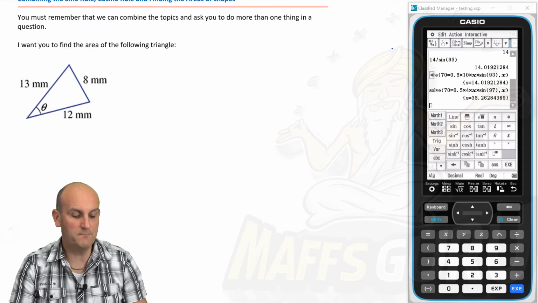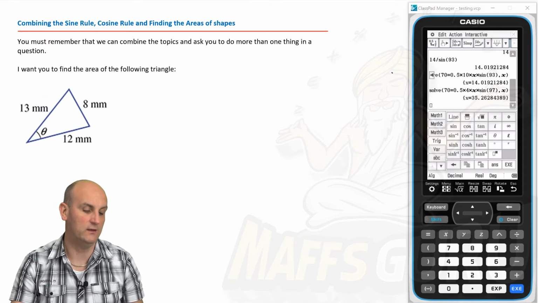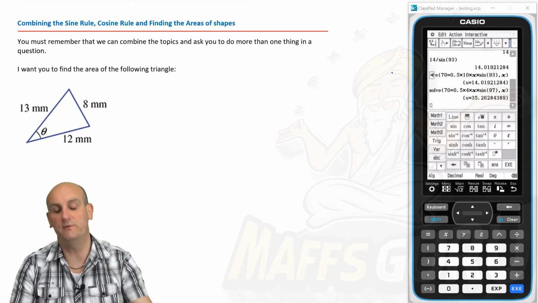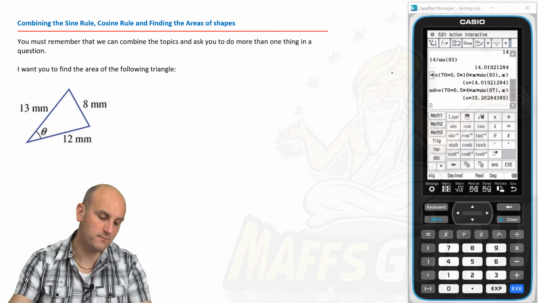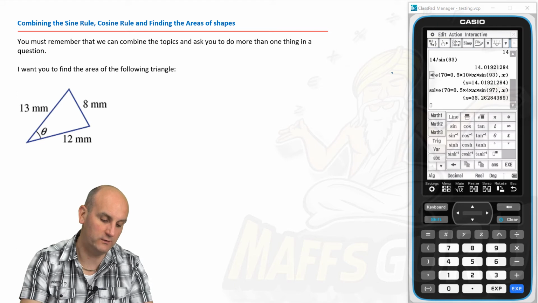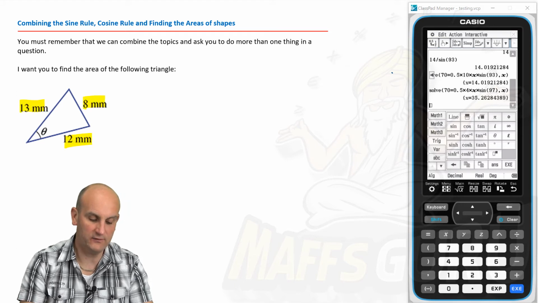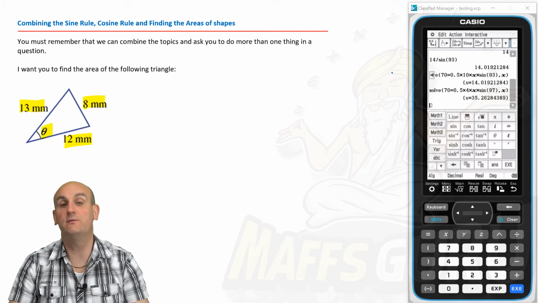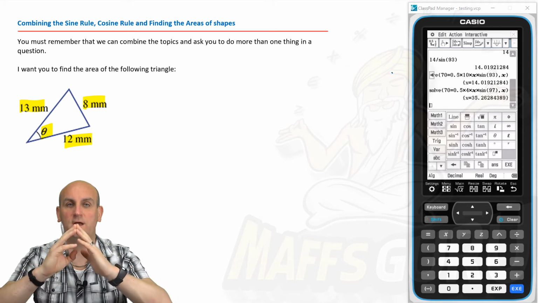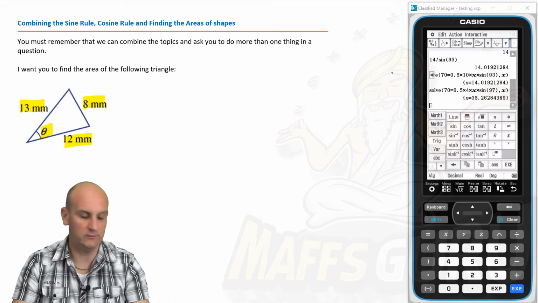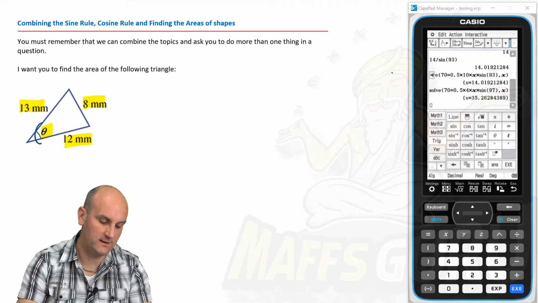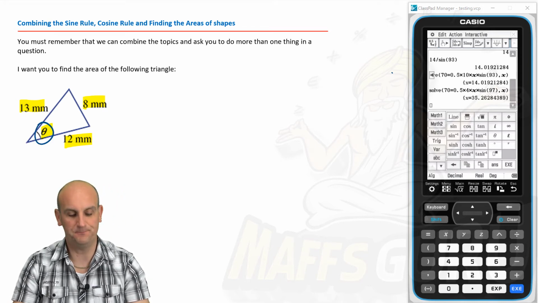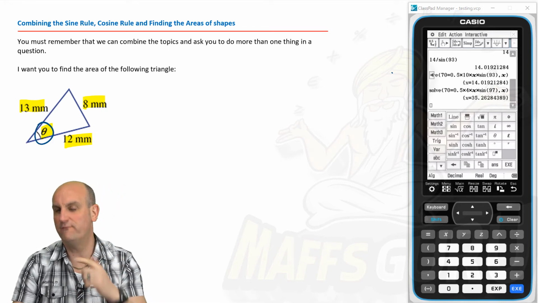Now, we can combine all of the previous rules we've had, sine and cosine, to help us find areas. So, in this situation, we want to find the area of the following triangle. What do you notice? We've got a side, a side, a side, and an angle. Now, to be able to find the area, you have to find 2 sides and 1 included angle. So I suppose the question is sort of screaming at me, find the value of theta. All right, I've got 3 sides. I want to find the value of theta.